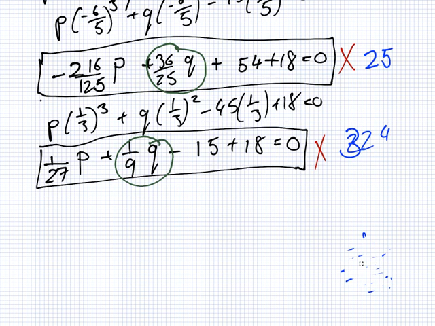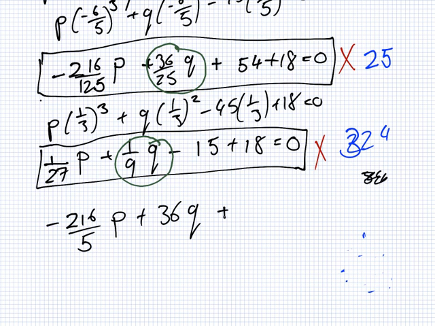Okay, can you take out your calculators and help me multiply this by 25? That's 25 on the top, 5 into 216 over 5, isn't it? p plus 36q. Okay, 54 plus 18 is 72. 72 times 25. What's that now? Is it 1,476?